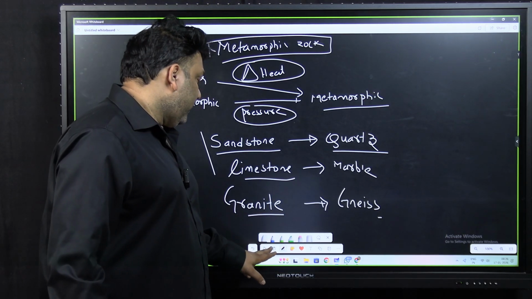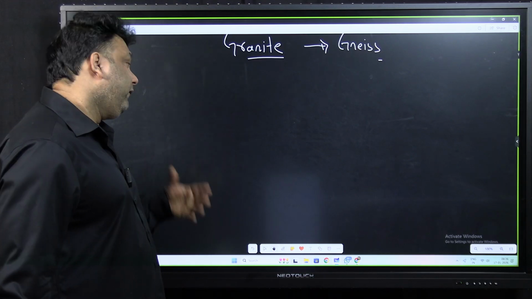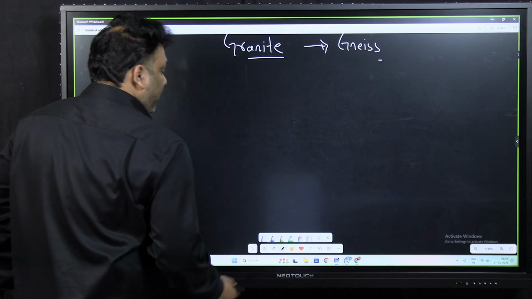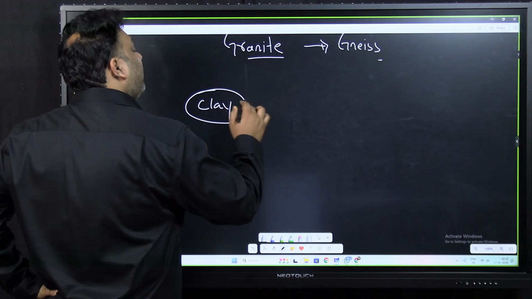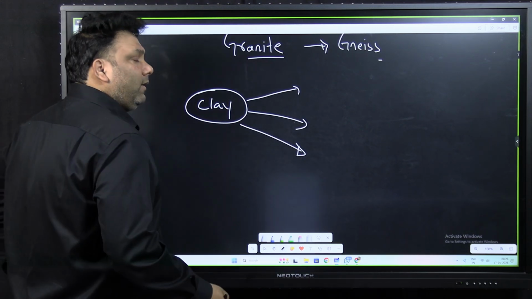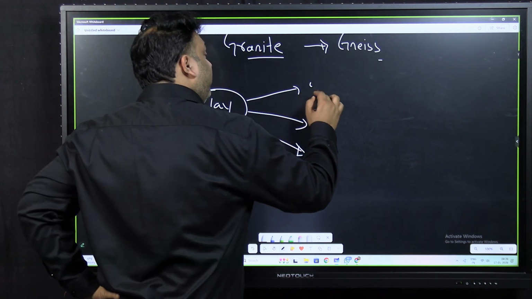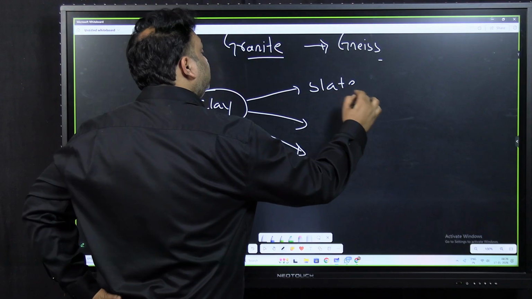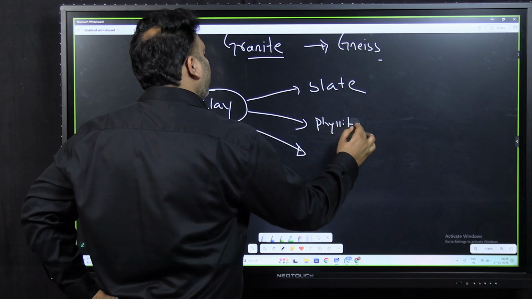And sometimes you can also have very fine sediments. Okay, if you are having very fine sediments of the rock, it is called clay. Now, clay can also undergo metamorphosis. So, depending upon different conditions, it can either form slate, phyllite, or schist.